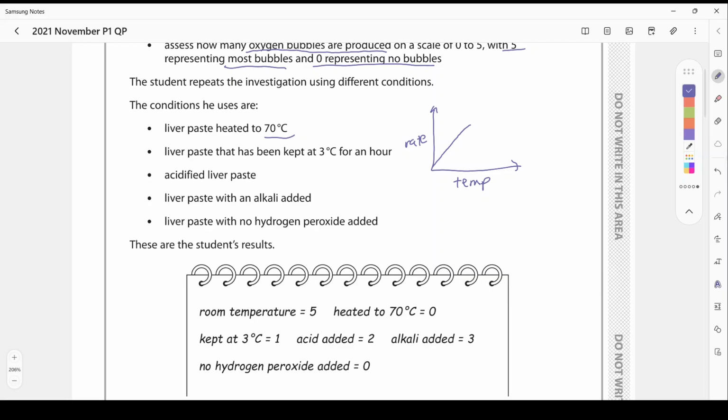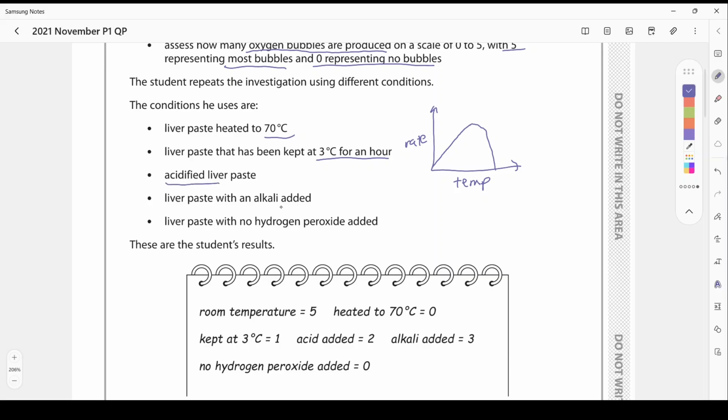However, at higher temperatures, the enzyme changes shape, it becomes denatured, so the active site changes shape, and the substrate can no longer bind to the active site. So then what would happen is a decrease in rate after the optimum temperature. The second condition is it's kept at 3 degrees for an hour. Again, lower temperatures mean lower kinetic energy, so the particles are moving much more slowly, so therefore less frequent collisions between the enzyme and the substrate.